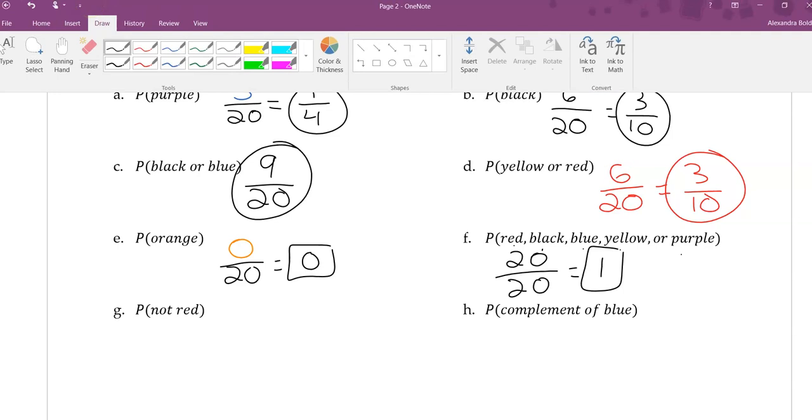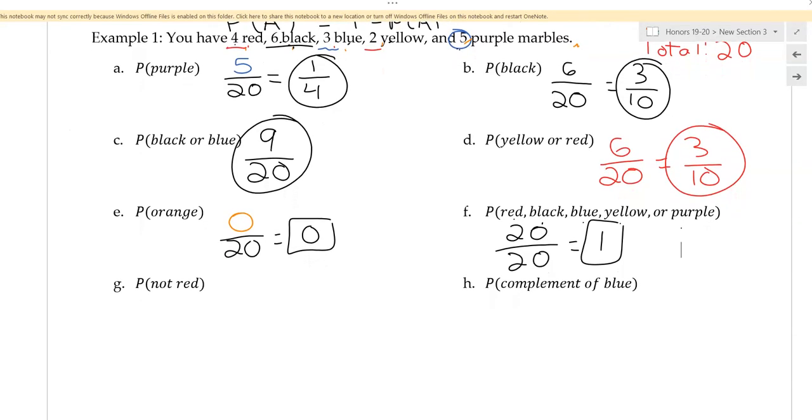Now here we have not red. Well, if I have 4 red, the probability of not red equals 1 minus the probability of red, which is 4 out of 20, which equals 16 out of 20, or 4/5. All right, so I am just subtracting that probability. I could also add up everything that's not red. 6 plus 3 plus 2 plus 5 is 16.